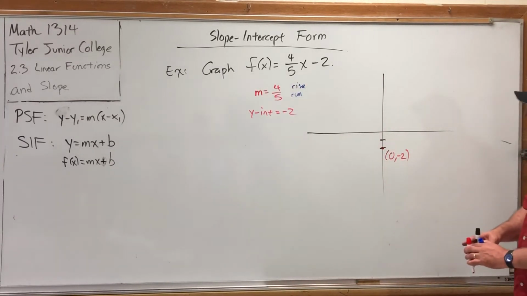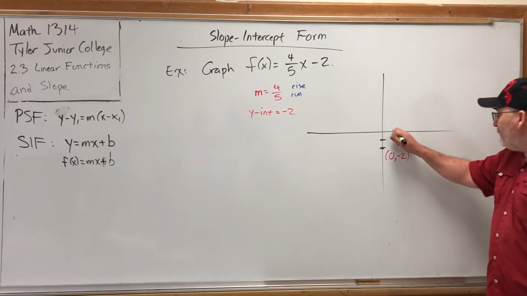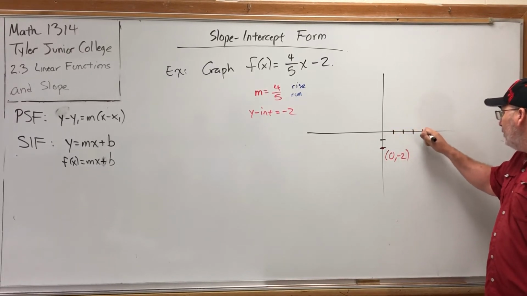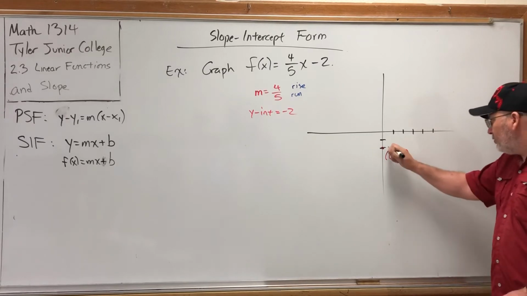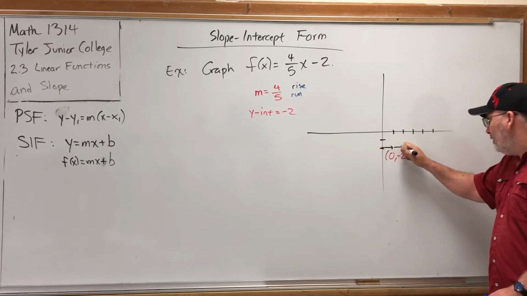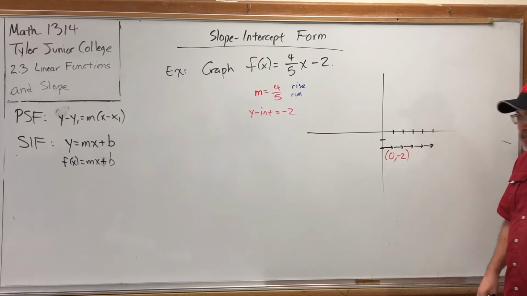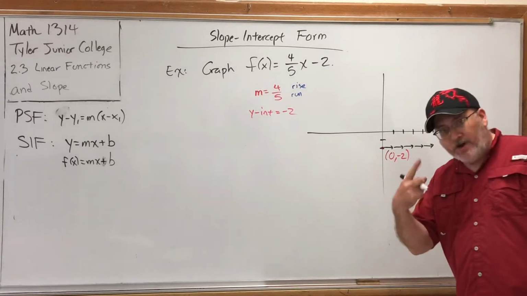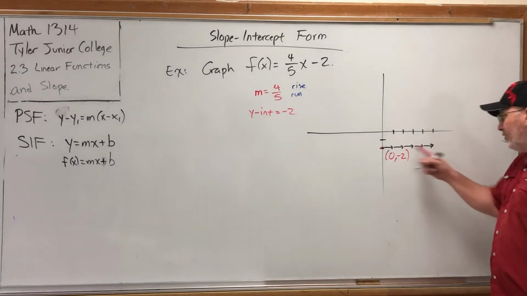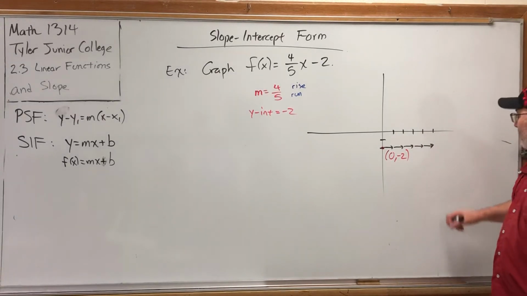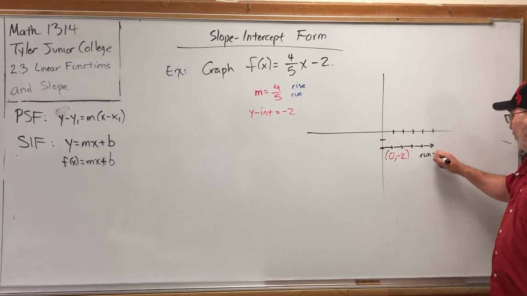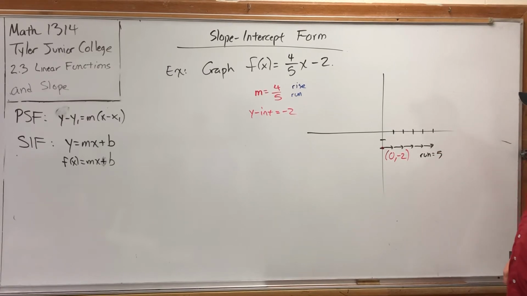So let's think about how this would work. If we run 5, we're going to go 5 to the right of where we are. So let's draw an arrow. I'm going to draw 5 what are called unit arrows. In math, the word unit usually means 1 or length of 1. So these are arrows indicating 1 step. So I'm going to run 5, followed by a rise of 4.